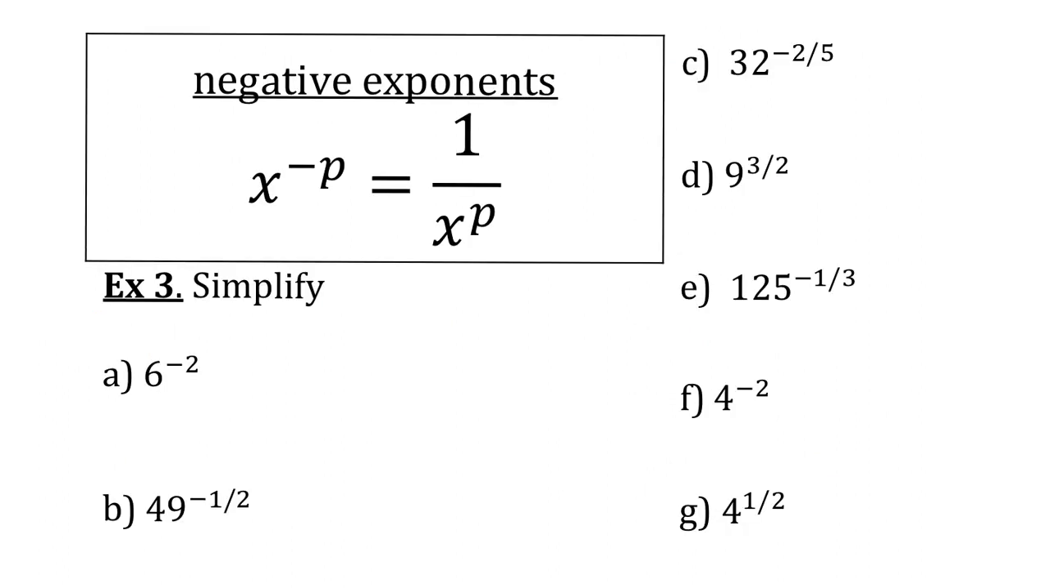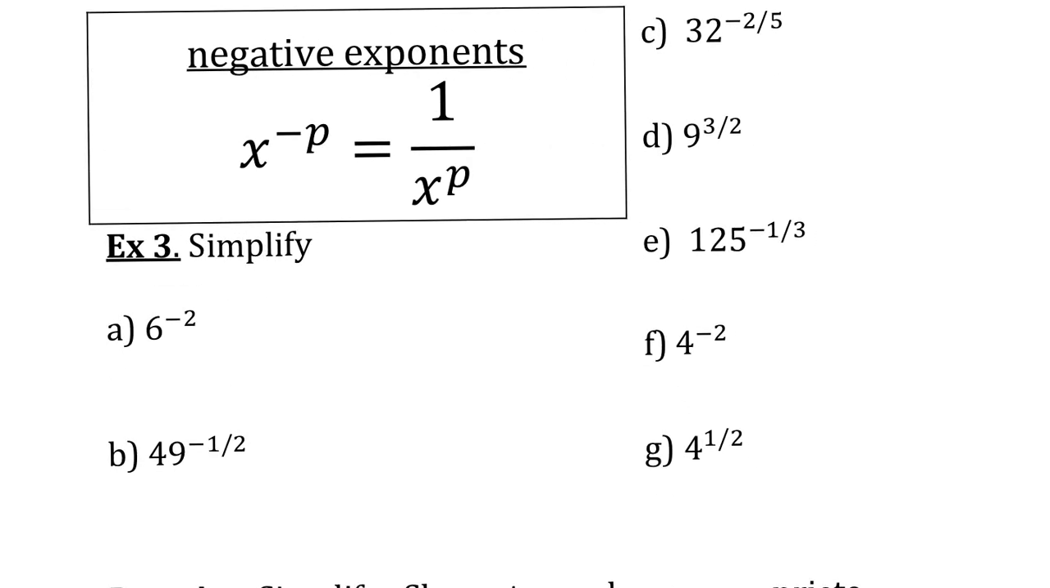Okay, now we're going to add one more exponent property, which we actually already know. Okay, if you have a negative exponent, it makes a fraction. So x to the negative p equals 1 over x to the p. Okay, we're going to add this to what we just learned about rational exponents, and then we're going to try to do some mixed up simplification.